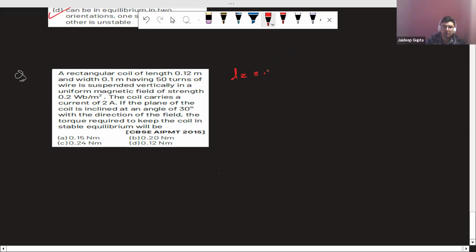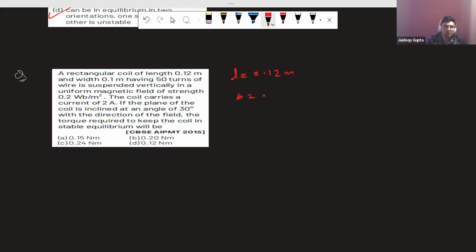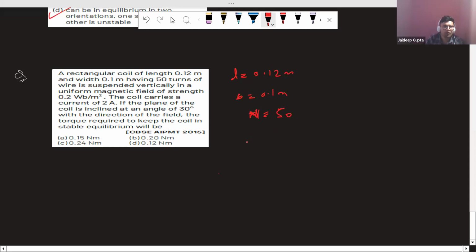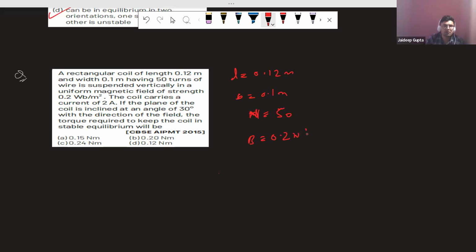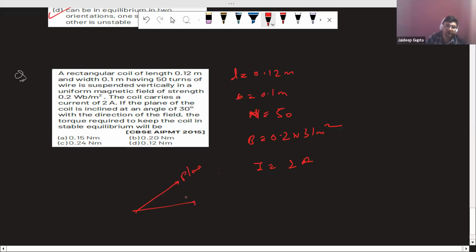Rectangular coil, length is given, width is given, number of turns given. The coil is suspended vertically in a uniform magnetic field and carries a current, which is given. The plane of the coil is inclined at an angle of 30 degrees. This is the angle between the plane and the magnetic field. So the area vector will be perpendicular to the plane, and the angle between the magnetic field and the area vector is 60 degrees.